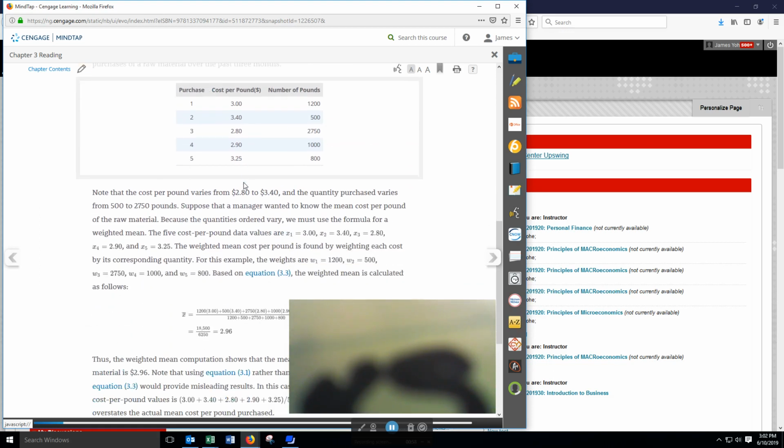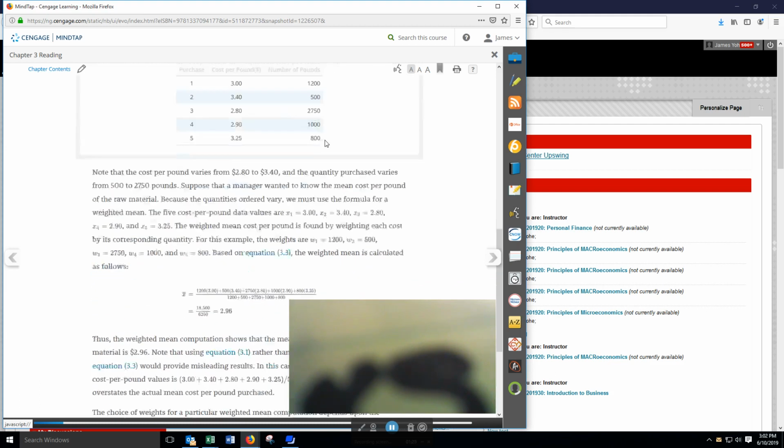So here you can see we have a cost per pound, number of pounds. For each observation, 1 through 5, we're going to take the cost times the number of pounds of meat bought, I guess, here. So 3 times 1,200 would be 3,600, right? We multiply these two together. We're going to create a separate column here. Then we're going to add all of this up.